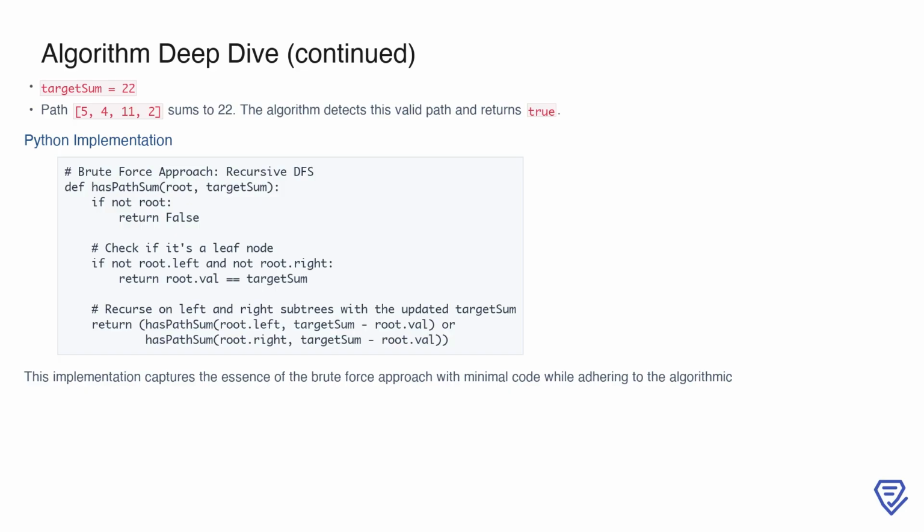For non-leaf nodes, the algorithm recursively calls itself on the left and right subtrees, each time subtracting the current node's value from the target sum. If either of these recursive calls returns true, that means a valid path has been found. This implementation is compact and elegantly captures the core idea of solving the problem using depth-first search.